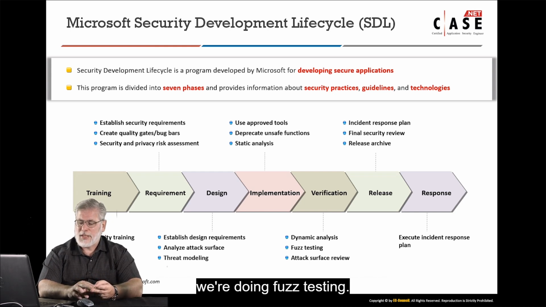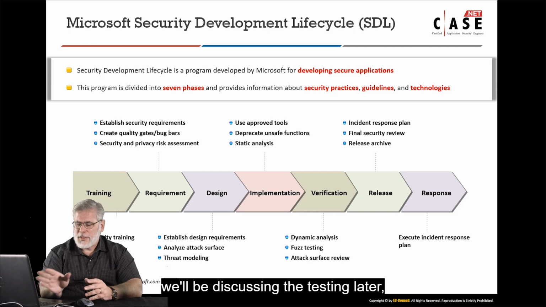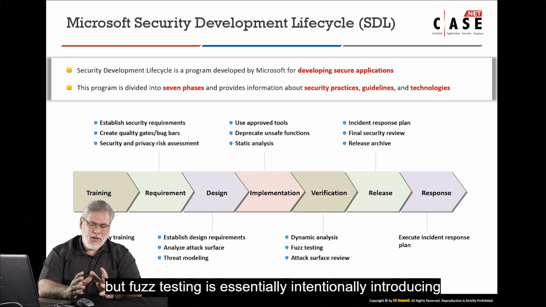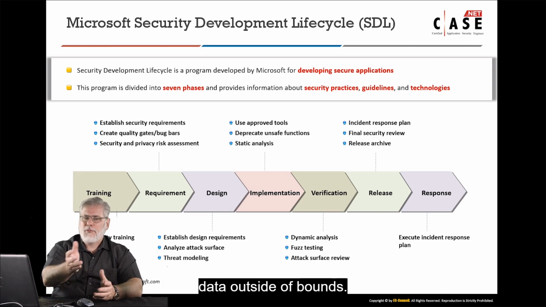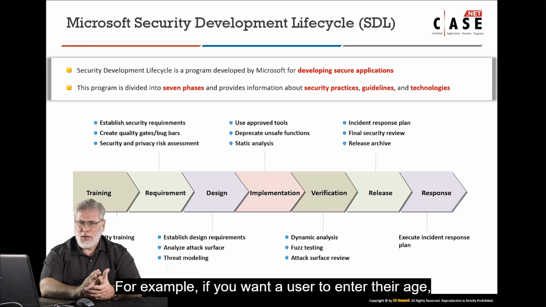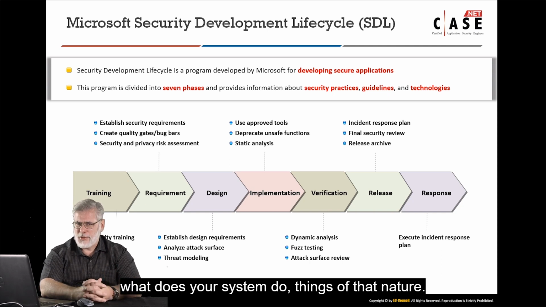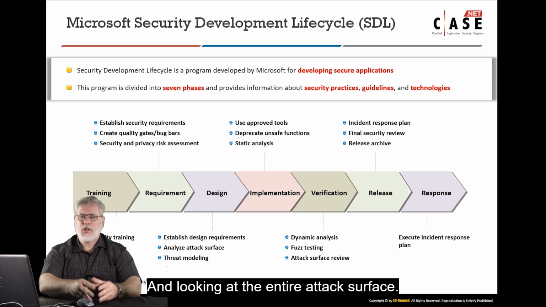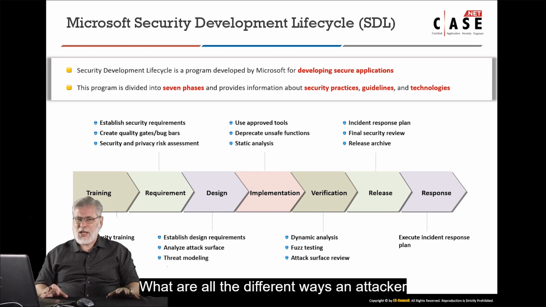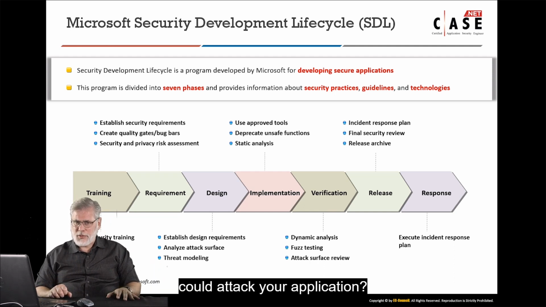We're doing fuzz testing. Now, if you're not familiar with it, we'll be discussing the testing later, but fuzz testing is essentially intentionally introducing data outside of bounds. For example, you want a user to enter their age. Well, what happens if they enter 0 or 235? What does your system do? Things of that nature. And looking at the entire attack surface. What are all the different ways an attacker could attack your application, and making sure you've tested those.